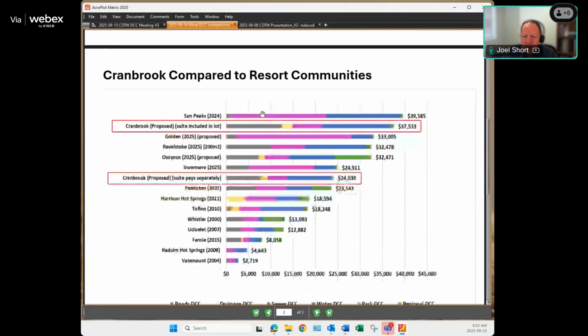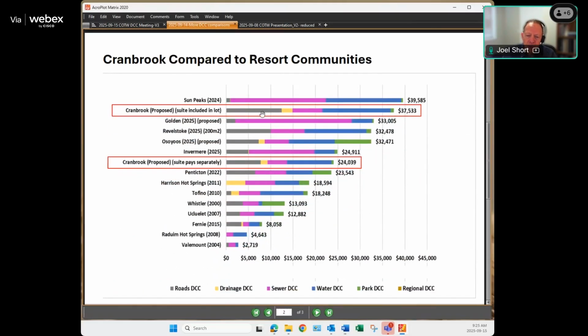Then the next one is, well, let's look at these resort communities. You'd mentioned resort communities, and I know Cranbrook's not a resort community. What happens if we do compare it to other resort communities? And you can see that resort communities that have recently updated theirs, Osoyoos, Revelstoke, Golden, are more in that $30,000 to $35,000 plus range. Sun Peaks a little higher, just updated theirs. Invermere, not quite as high, but still in that $24,000 range, and very similar to what we're talking about with Cranbrook if the suite pays separately at about 24,000.